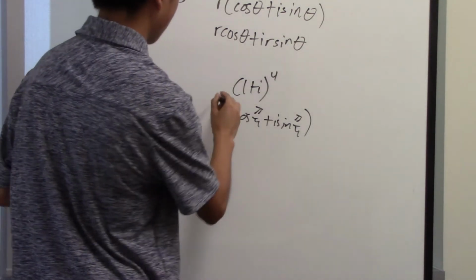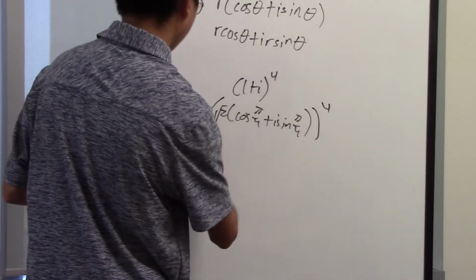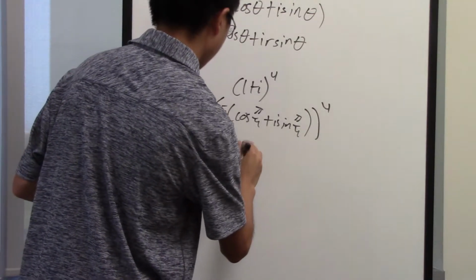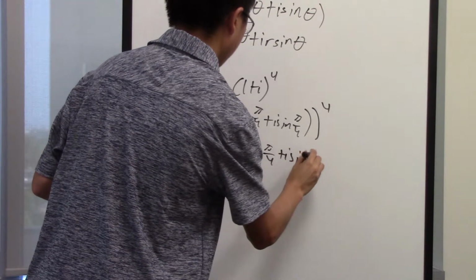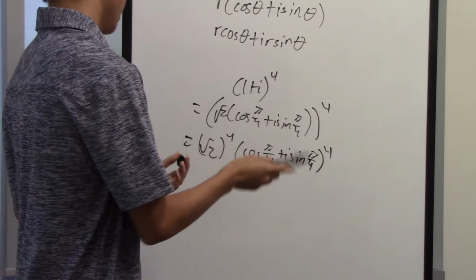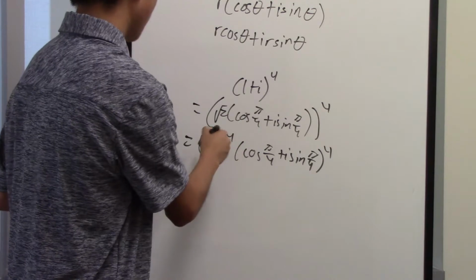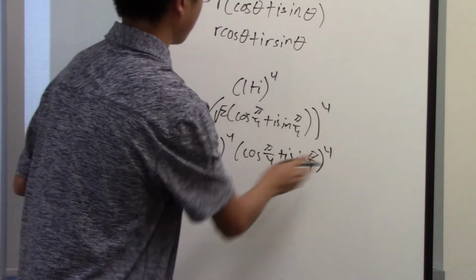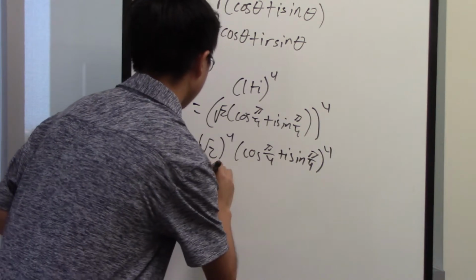Since we can just distribute the power, this would be root 2 to the power of 4 times cosine of pi over 4 plus i sine of pi over 4, all to the 4th. So we can just distribute the power like this. And now the left side part of this is easy. This is just 4. On the right side of this, you can just use DeMoivre's formula to multiply 4 times pi over 4.